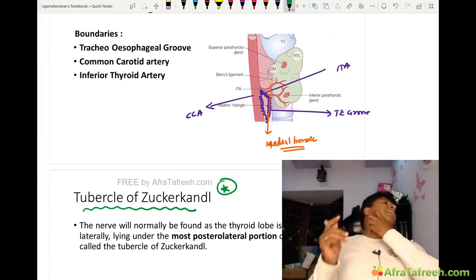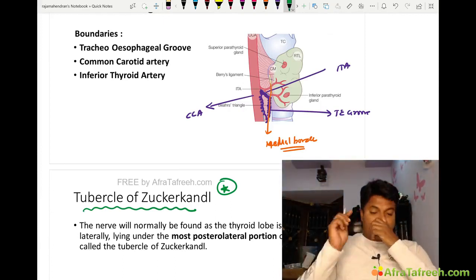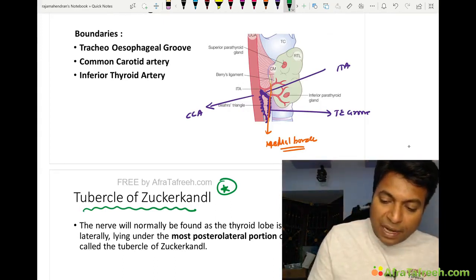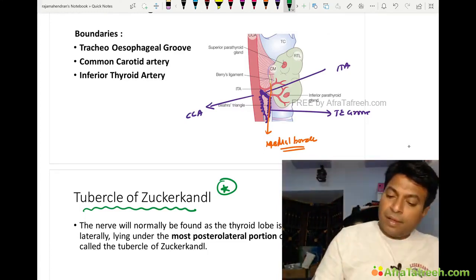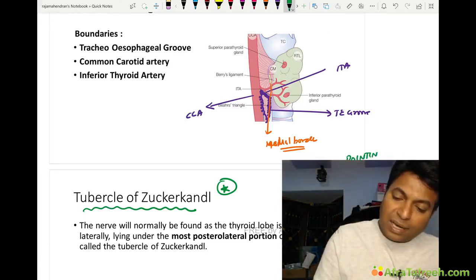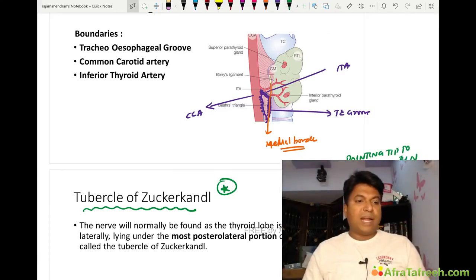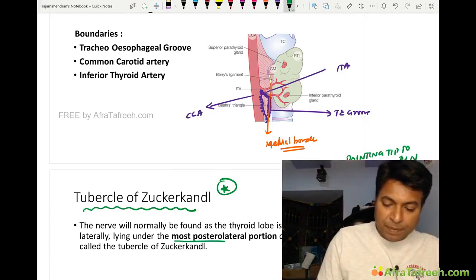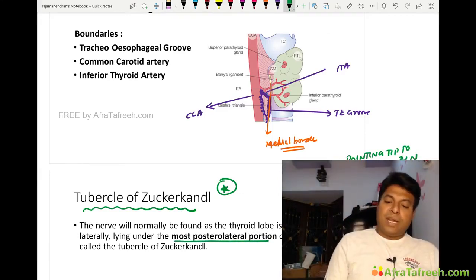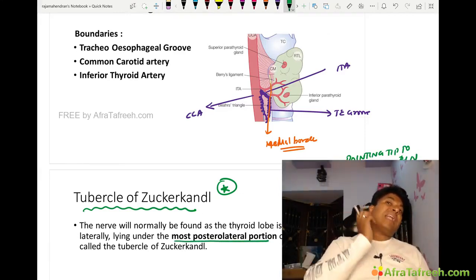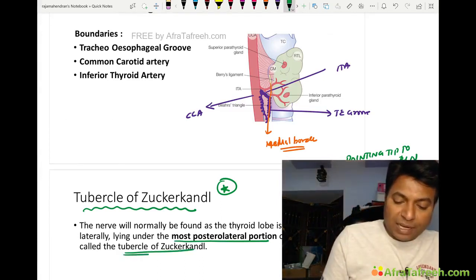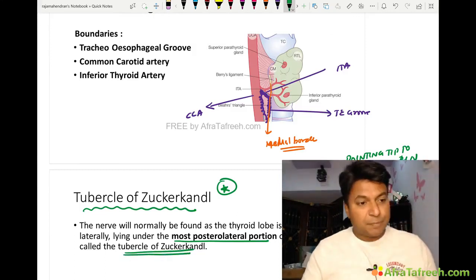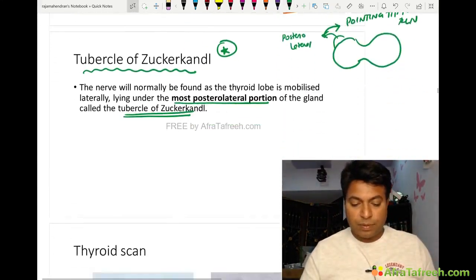When you dissect it, the posterolateral part of the gland will be pointing towards, the tip will be pointing to the recurrent laryngeal nerve. That is known as the tubercle of Zuckerkandl, the posterolateral part, no confusion in this. The nerve will normally be lying posterolaterally. When I am mobilizing, it will be lying behind the posterolateral part of the gland called the tubercle of Zuckerkandl. This question is expected from the anatomy part of Bailey and Love.